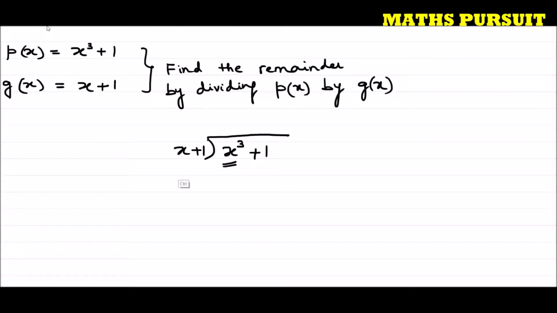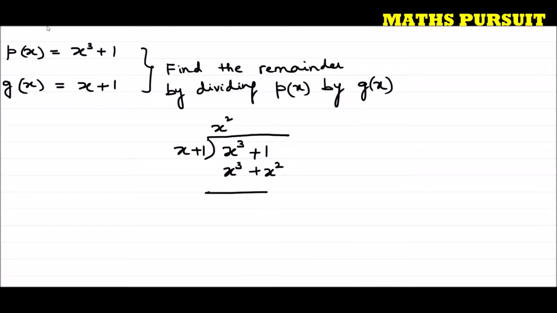Now if you look here, we have x to the power 3 and here we have x. What should we multiply to this x so that we get x to the power 3? The answer is very simple. If I multiply x to the power 2 with x, then only I will get x to the power 3. So let us do that. I am going to multiply x to the power 2 to x, so I will get x to the power 3. And if I multiply x to the power 2 to 1, then I will get x to the power 2.